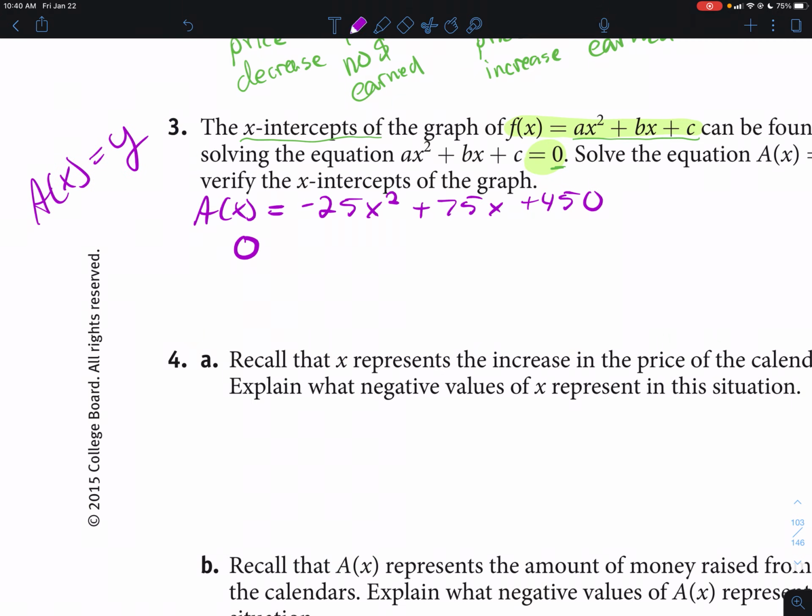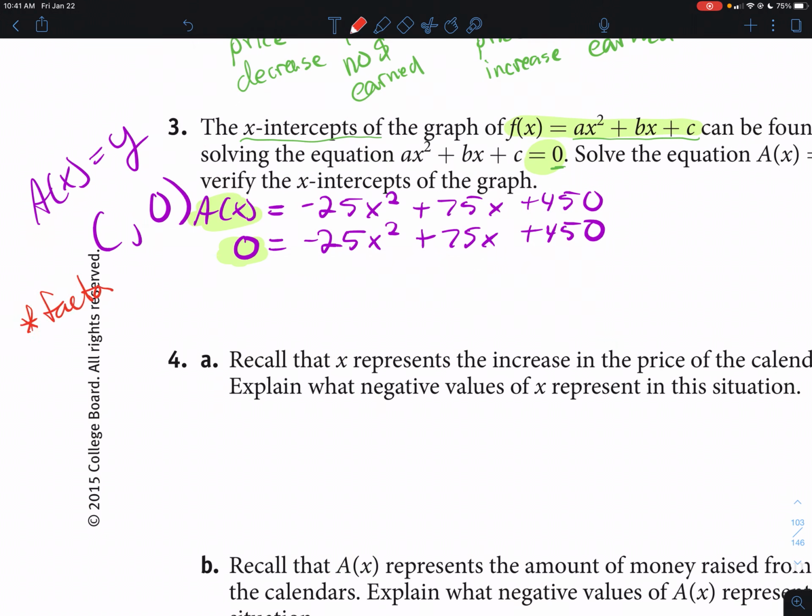So I'm going to set this equal to 0, because remember, x-intercepts have 0 as their y value. So if we change this to 0, we're essentially plugging in 0 for y. That's what we're doing. And then we have to solve this equation. We learned 2 methods last semester for solving quadratic equations. There's factoring, and there's completing the square. There's also the quadratic formula that you learned in Algebra 1, and you can use it as well.